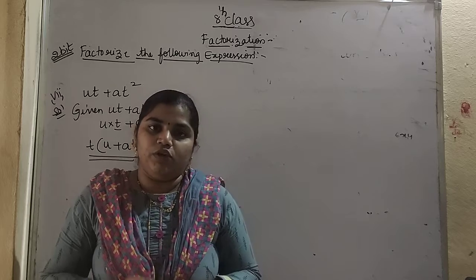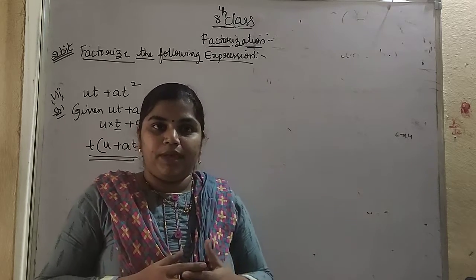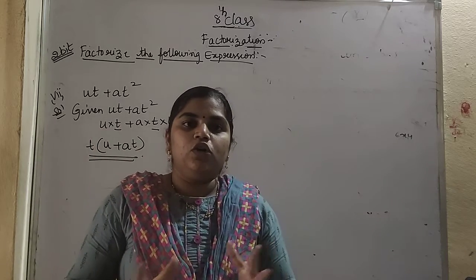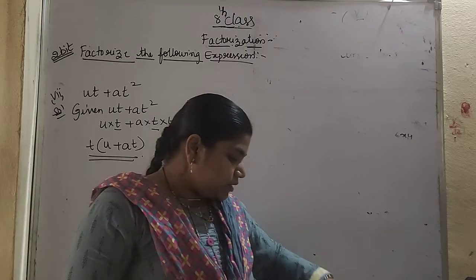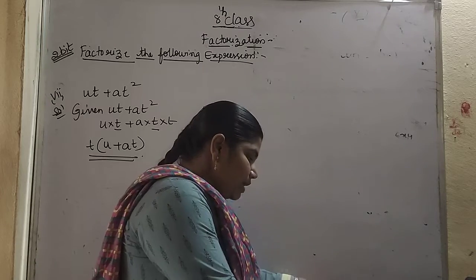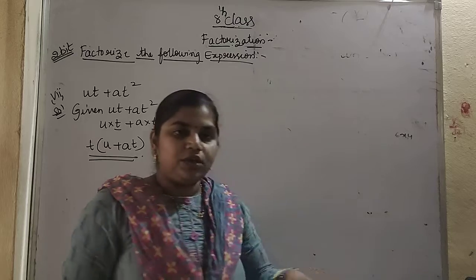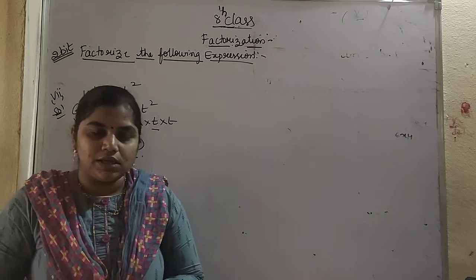So in this you have two methods. One is taking out the common values from the given terms, and the other is grouping. So we have completed this first bit and second bit, and we have three examples before this. So these examples will continue in the next class. Thank you.